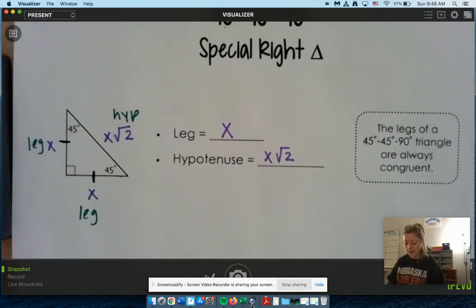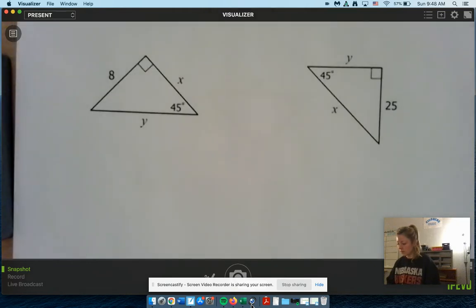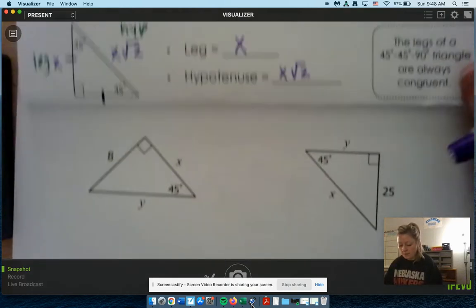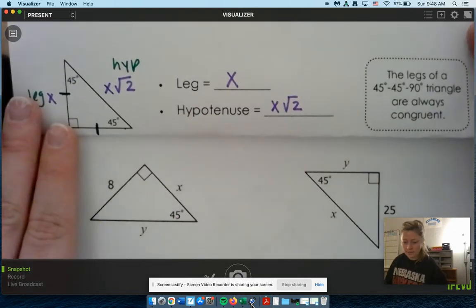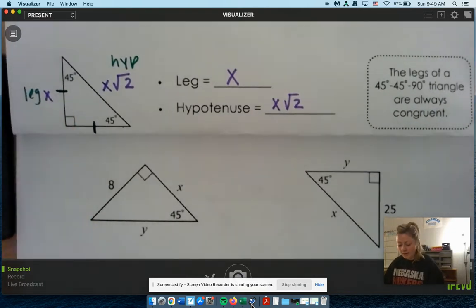So let's try. Maybe I'm going to go like this, since it's not going to be on the board. Okay. Can we still see all of this? Cute. I love that. All right.